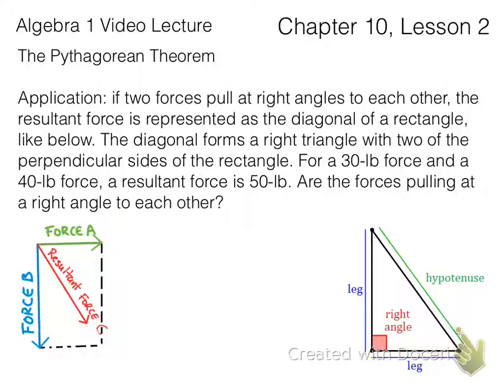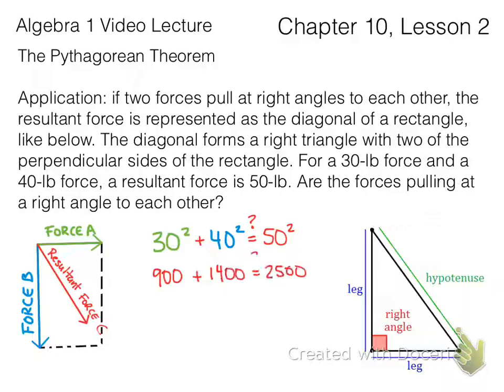So basically, I just take my a and b forces and see if their squares add up to the square of my resultant force. So we've got 30 squared plus 40 squared equals 50 squared. And we need to see if they give us a true statement. Just like in the last problem, if they give me a true statement, then the forces are pulling at a right angle. Right angle, right triangle. See how they're similar? All right, moving on.